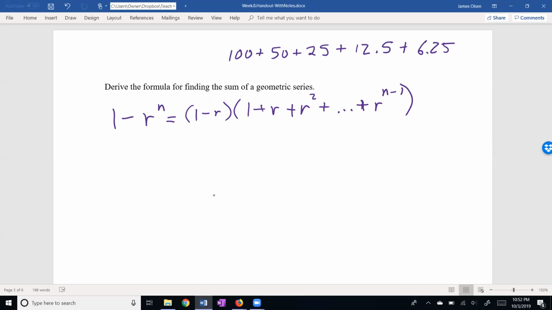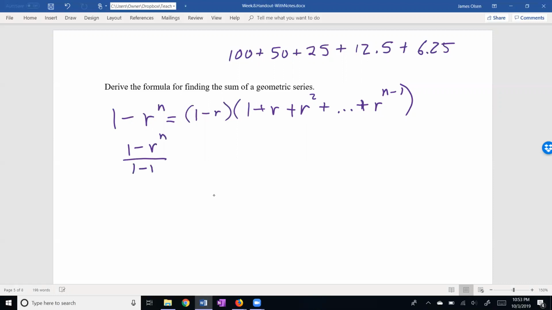1 times all these terms gives me 1 plus r plus r squared and so on through r to the n minus 1. Negative r times all these terms gives me negative r minus r squared minus r cubed all the way through minus r to the n. And it simplifies to get 1 minus r to the n. If you have questions on that, ask in the discussion area. Now I'm going to divide both sides by 1 minus r.